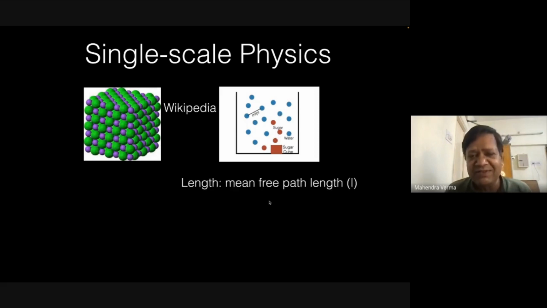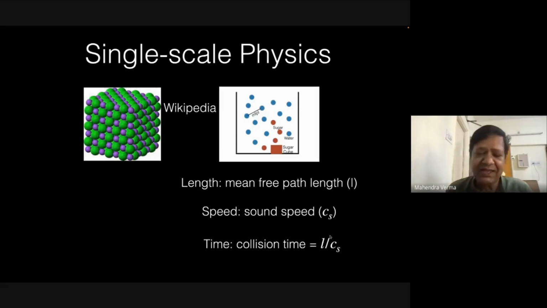Now, what is the length scale for this system? It is the mean free path length. In fact, there's only one scale, which is the mean free path length, the collision distance of a sugar molecule with water or water with water. That's the description. And what is the speed in this? It's the sound speed, that is, the speed of these molecules in this medium. And there's a time scale, which is length divided by sound speed. So there is one scale. This is the scale for Brownian motion. Please keep in mind these scales, which we're going to see in several slides in future.